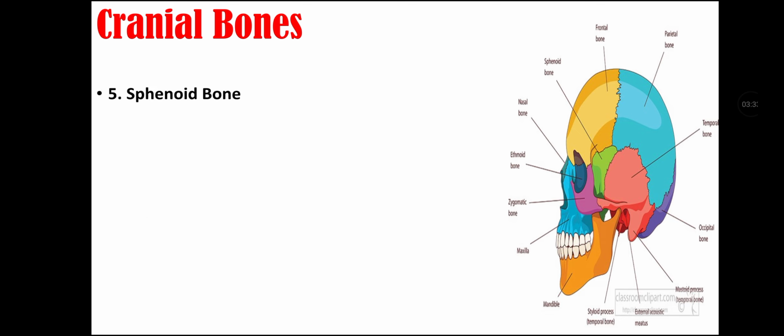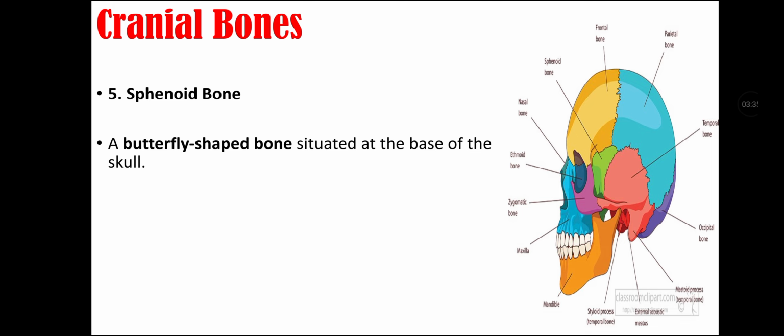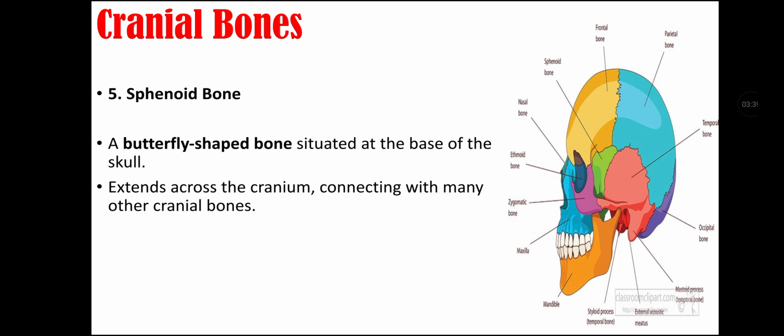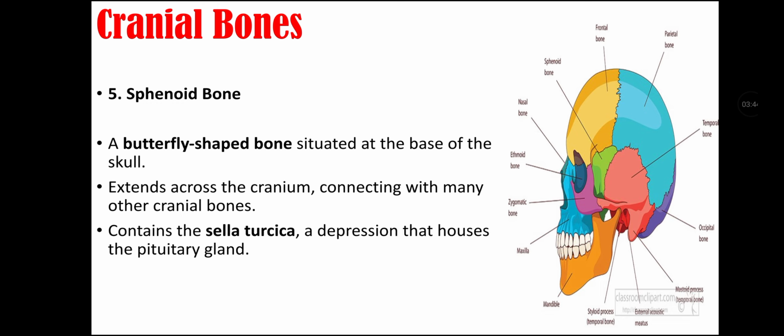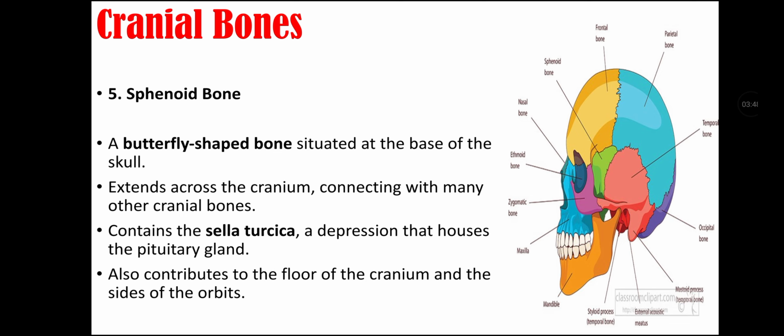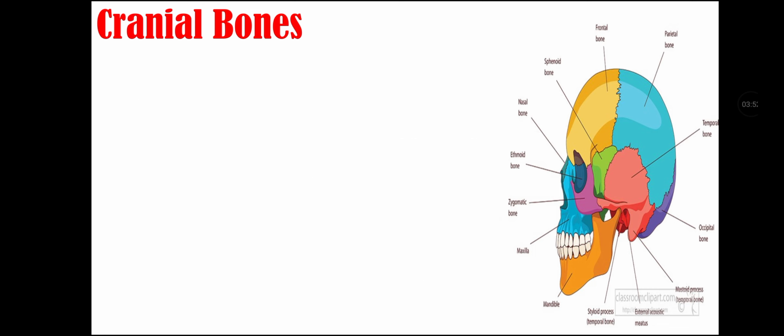Next cranial bone we have is sphenoid bone. It is a butterfly shaped bone that is situated at the base of the skull. It extends across the cranium. It connects with many other cranial bones. It contains sella turcica, that is a depression that houses the pituitary gland. It also contributes to the floor of cranium and the sides of orbits.